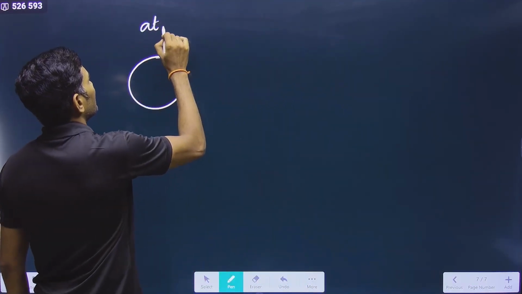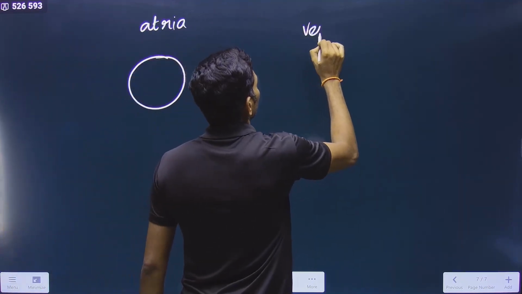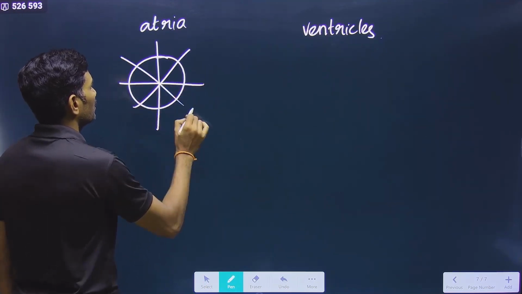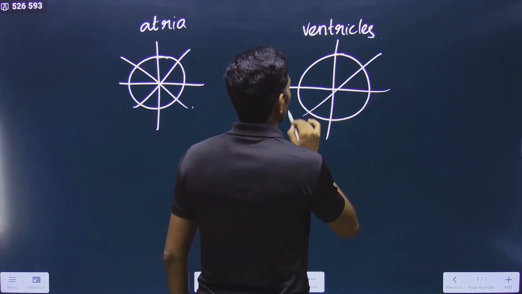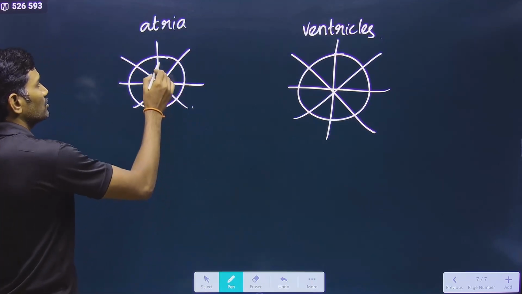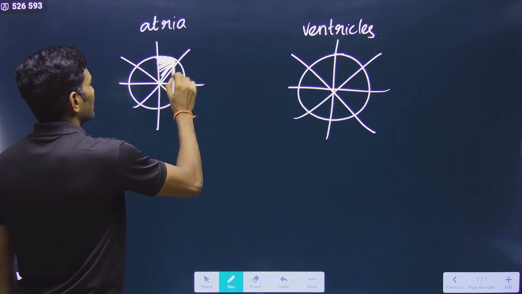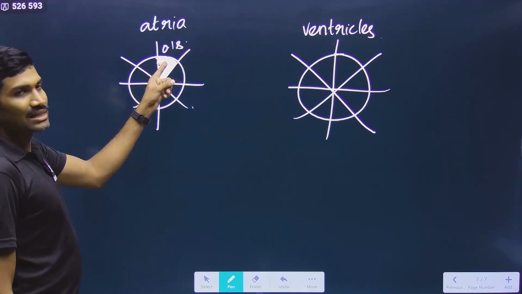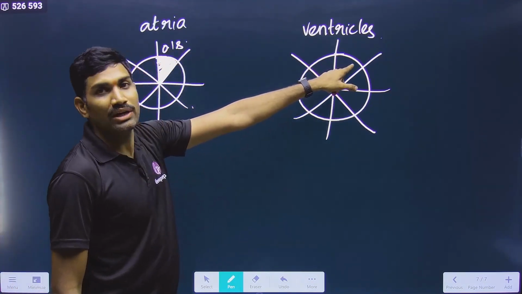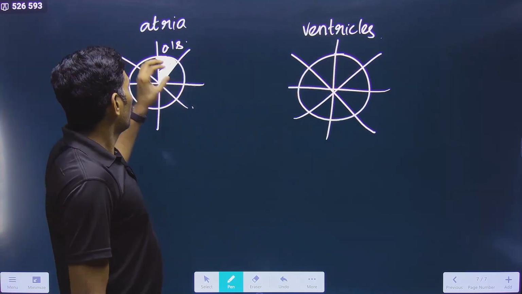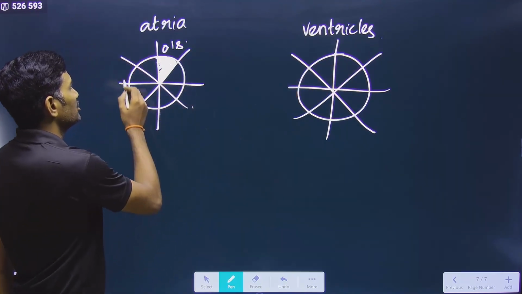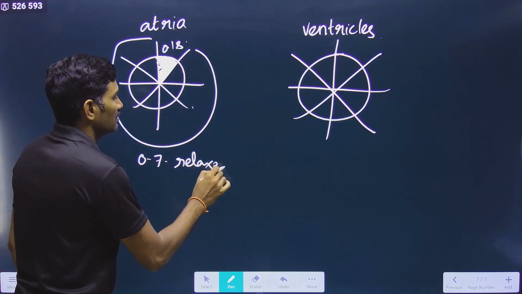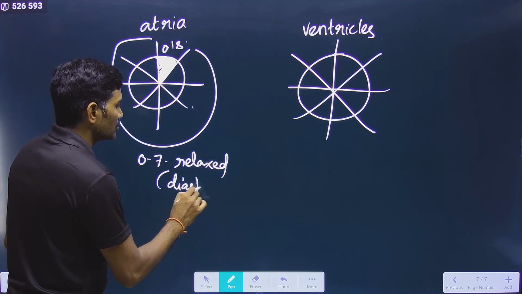If you are writing separately for atria and ventricles, how are we dividing this? Observe carefully. The same thing I have overlapped here. Suppose here atrial contraction is for 0.1 second. But when the atria are contracted, at this particular time point, the ventricles are still in a relaxed state. Once atrial contraction is completed, for the remaining 0.7 seconds it is in a relaxed state. Relaxed state means it is the atrial diastole.